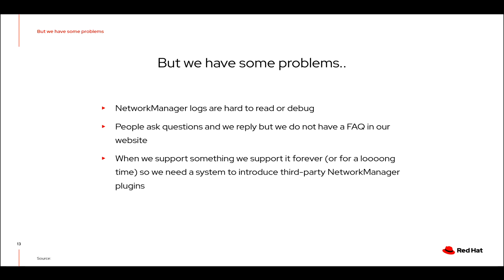So they need to debug it. And we have a problem that the logs of NetworkManager are quite hard to debug. Not sure if someone has ever tried to solve a problem and needed to run journalctl NetworkManager and then found a big, big log with a lot of information that is really hard to debug. We are working on ideas to solve this problem. We have some internal scripts that, for example, colorize the logs, and they are a little bit better. But we need a better solution, and we are working on that.